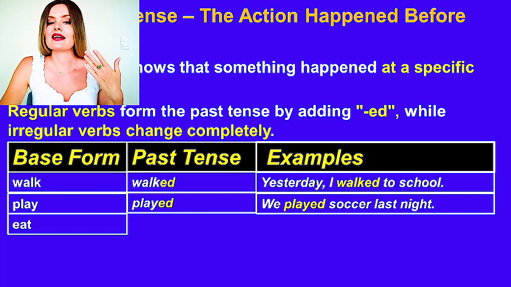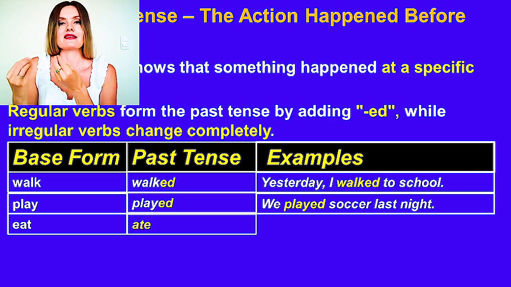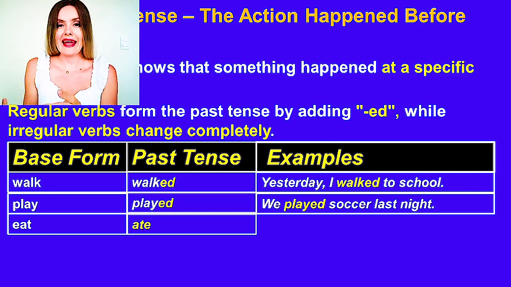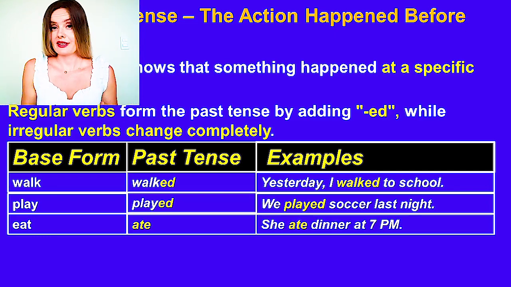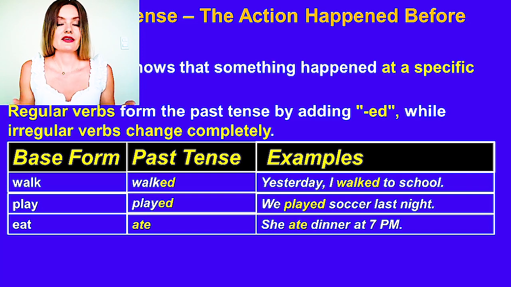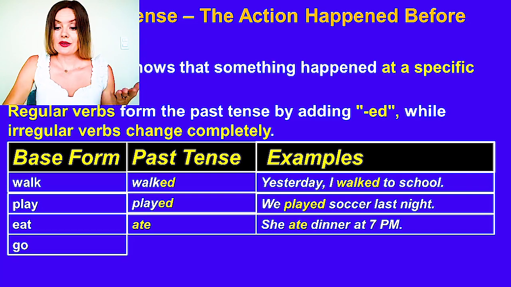Eat is the irregular verb. To form the past tense, we need to memorize the separate form, which is ate. Eat, ate in past tense. For example, she ate dinner at 7 p.m.